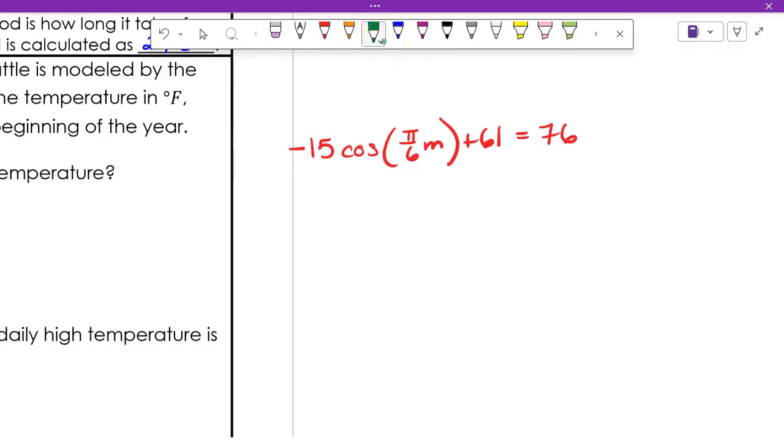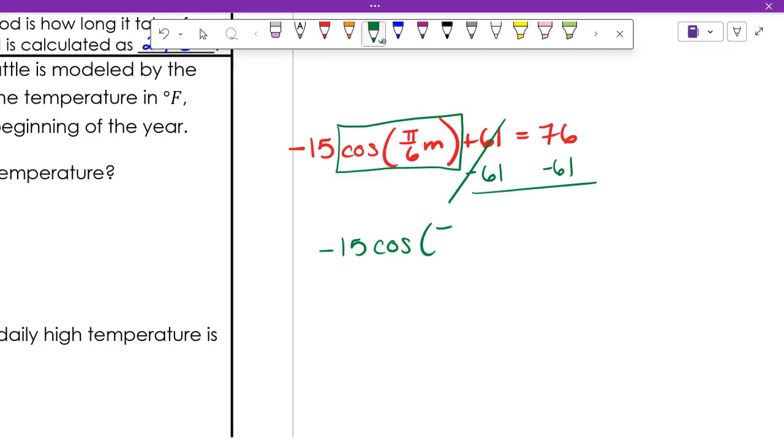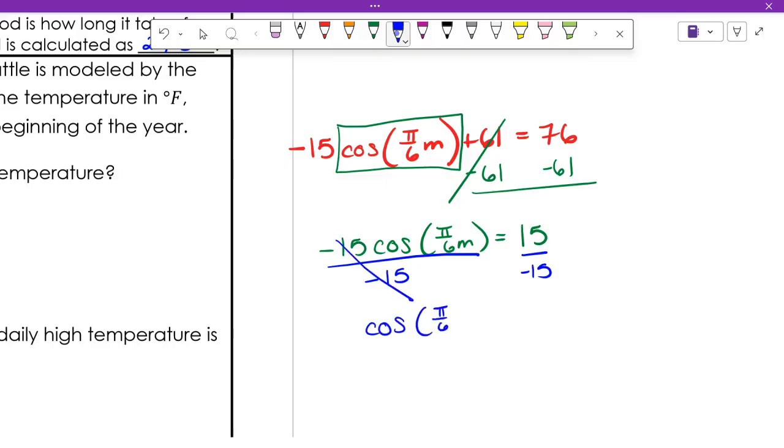So this is a little bit different. We've already been doing solving trig equations, and the first step is always going to be the same. Isolate the trig function. So I've got to get this cosine pi over 6m by itself before I do anything. So I'm going to subtract 61 from both sides. And that gets me negative 15 times the cosine of pi over 6m, and that's going to equal positive 15. Okay, again, I've got to get the trig function by itself, so that means I'm going to divide both sides by negative 15. And once I do that, that cancels out over here, so I get cosine of pi over 6m is equal to negative 1.